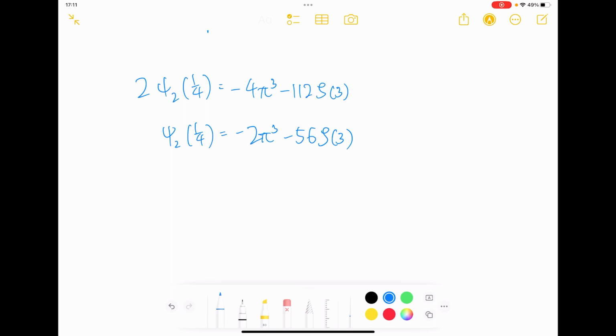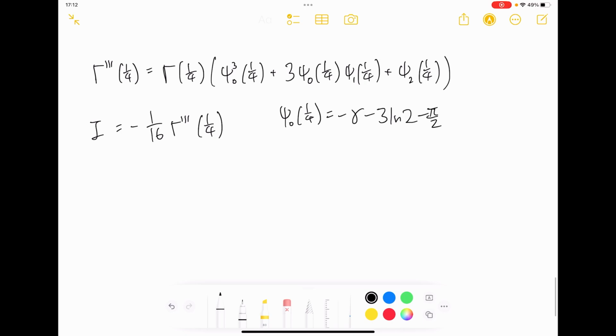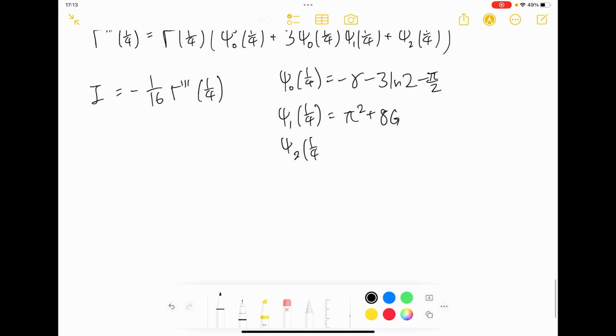Let's sub everything back in then. So we're going to recall that we derived these expressions earlier, and now we're ready to plug everything back in. We just derived that psi naught of a quarter is minus gamma minus 3 natural log 2 minus pi over 2. Psi 1 of a quarter is pi squared plus 8G. And psi 2 of a quarter is negative 2 pi cubed minus 56 zeta 3.